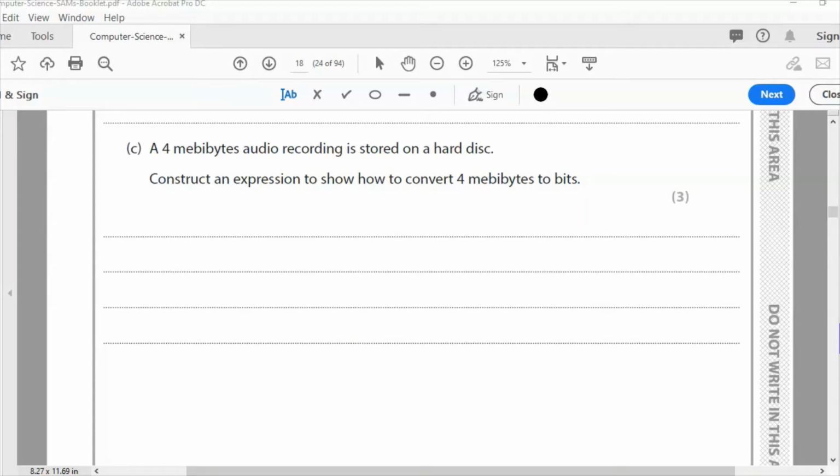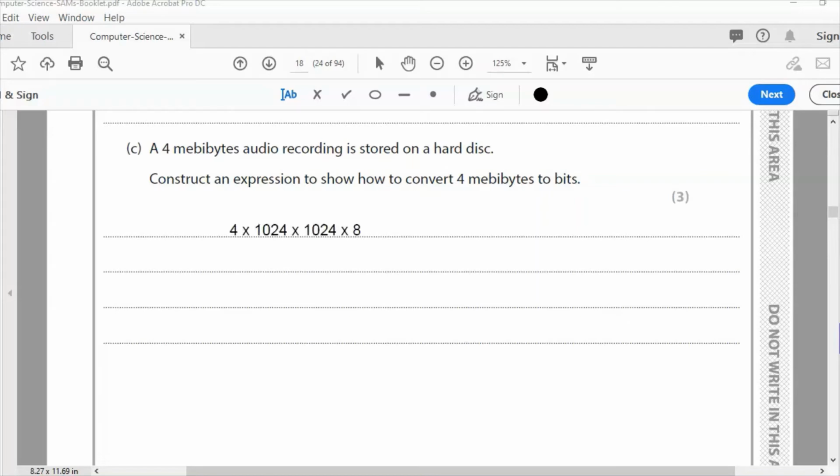Okay, 1024 bytes in a kibibyte, 1024 kibibytes in a megabyte. It is 1024 because we're dealing with the computer science measurement here, not the science measurement of 1000. It is 1024 because it's the computer science measurement. So all we need to do is multiply 4 by 1024 by 1024 by 8.